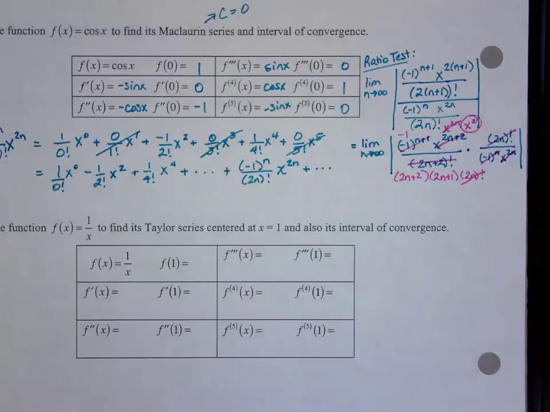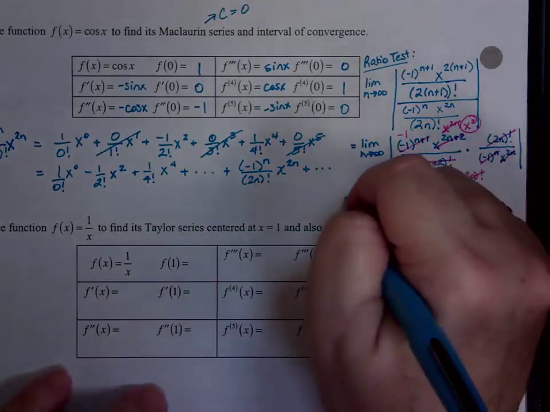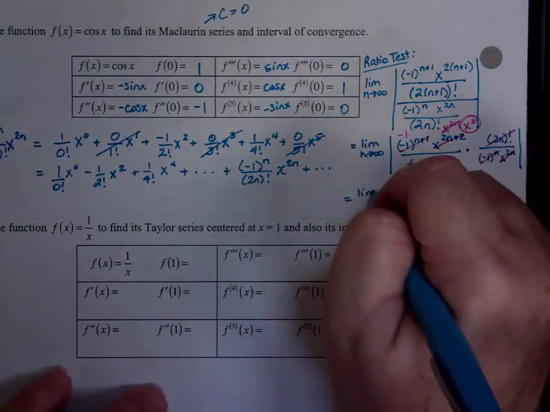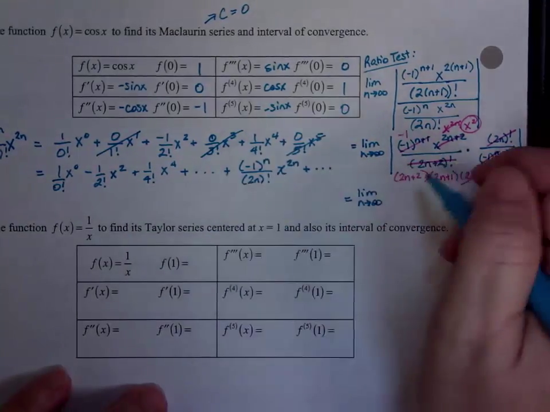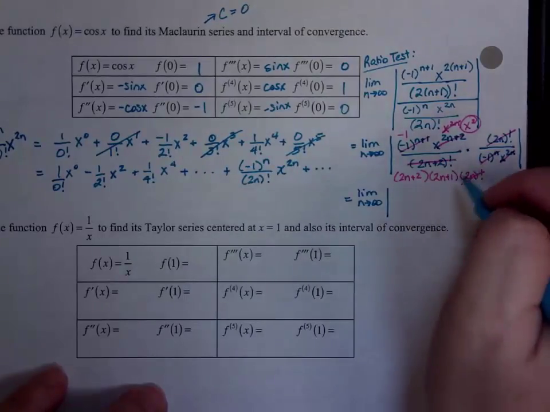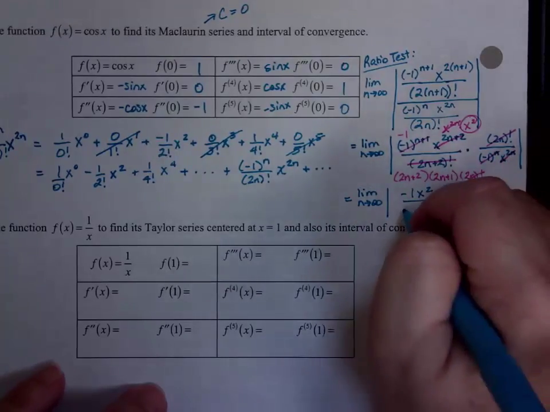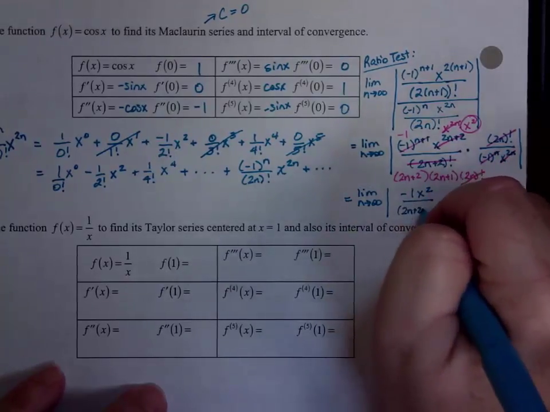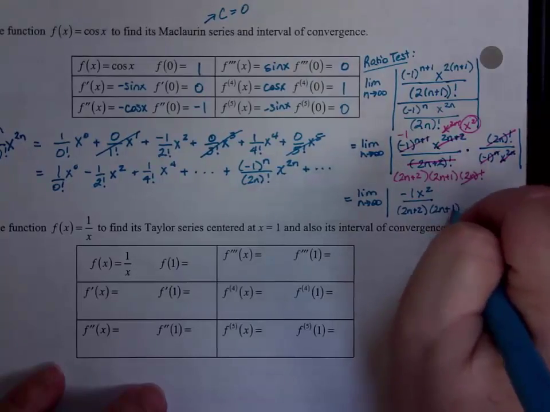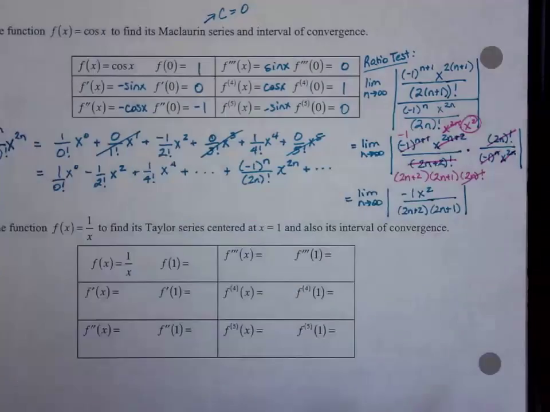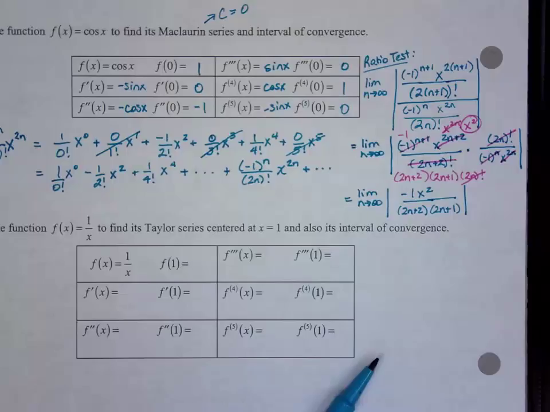Okay, so let's write down what's left. So we have the limit as n approaches infinity of, what do I have left? I have negative 1 x squared on top over 2n plus 2 times 2n plus 1. Agreed? That's all that's left.